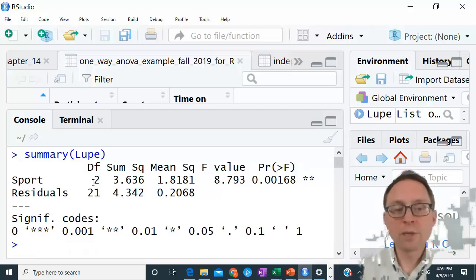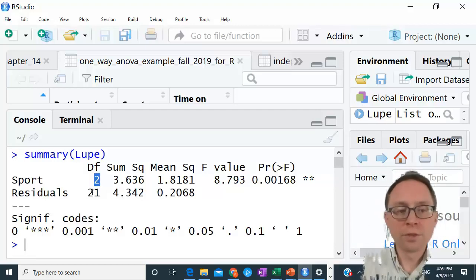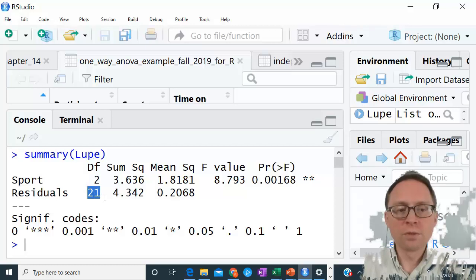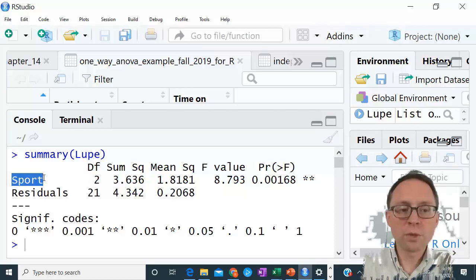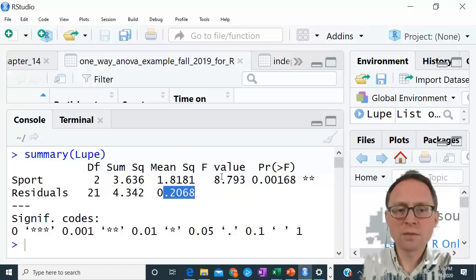It's the same information that you saw before. Here's the degrees of freedom. Here's the residuals degrees of freedom. Residual in this case would be the within, right? So between sports, within sports, right? Sum of squares. Here's our mean square that we calculated.